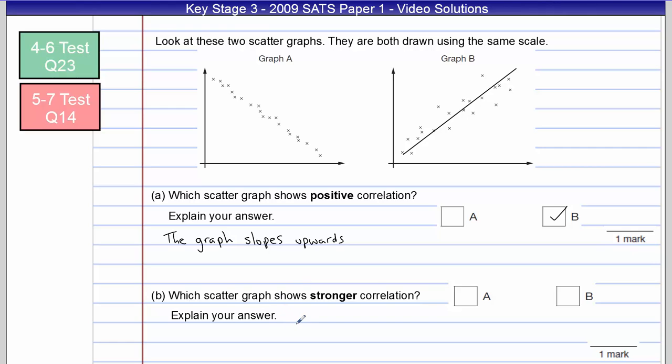Part B says which scatter graph shows stronger correlation. To answer this, I'm going to draw a line of best fit onto graph A as well. That will look something like that. Well, if we look at graph A, you can see all the points here are really close to the line of best fit, whereas here they're not as close. So graph A shows stronger correlation because the points are closer to the line of best fit.